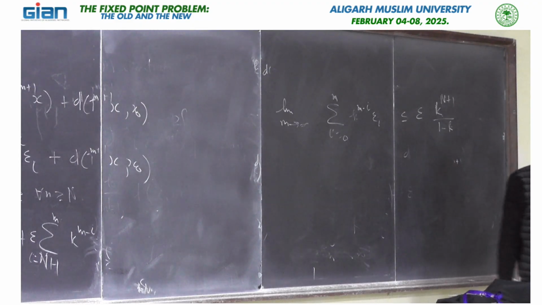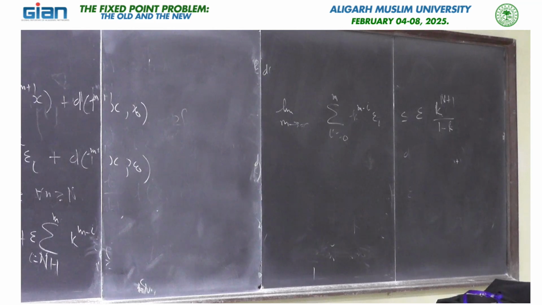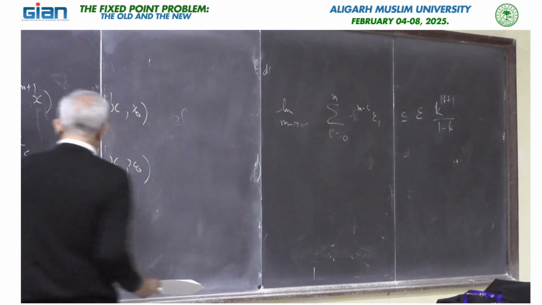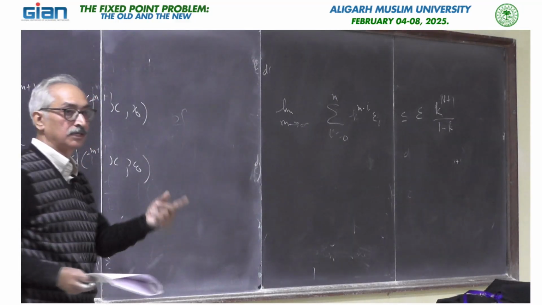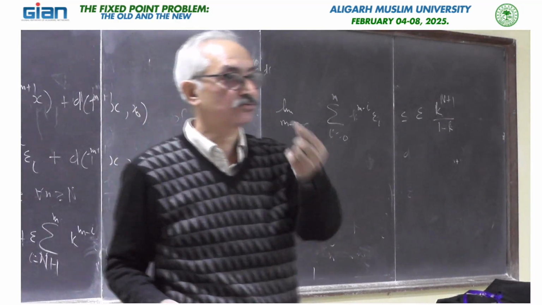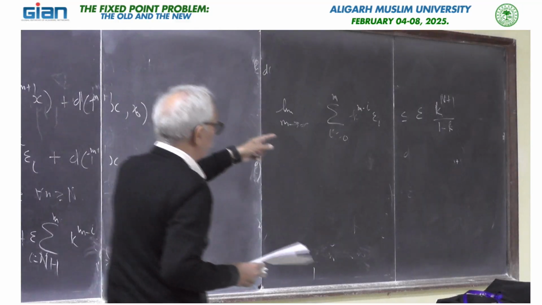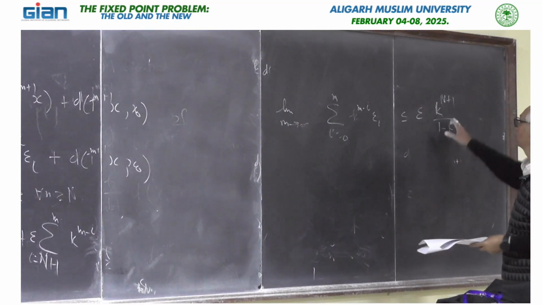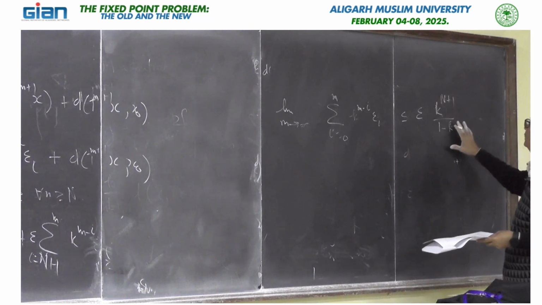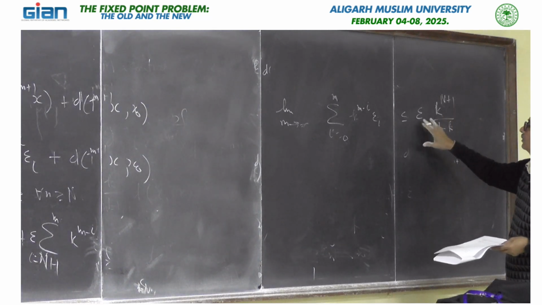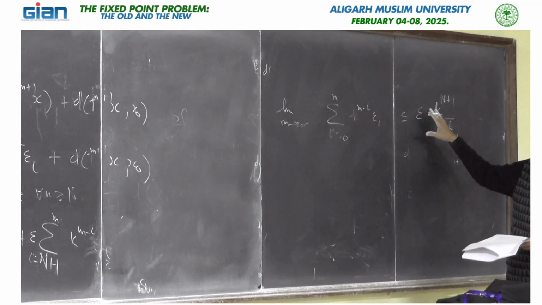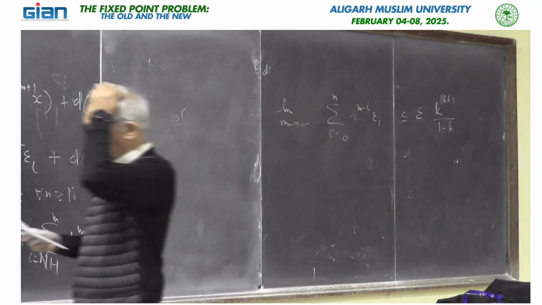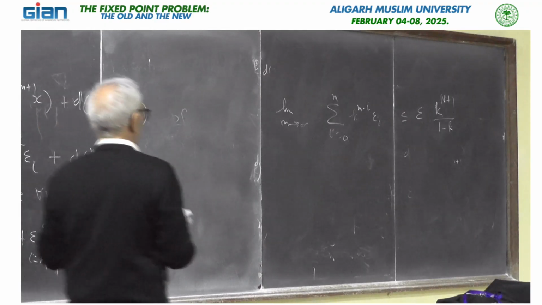Is that okay? Right? Is this clear? So the first term you take out, and then it's like 1 plus k squared and so on, and that is 1 over 1 minus k, right? And so again this is a finite quantity, and so it is bounded by a small quantity, epsilon. Since epsilon is arbitrary, this limit will go to 0.